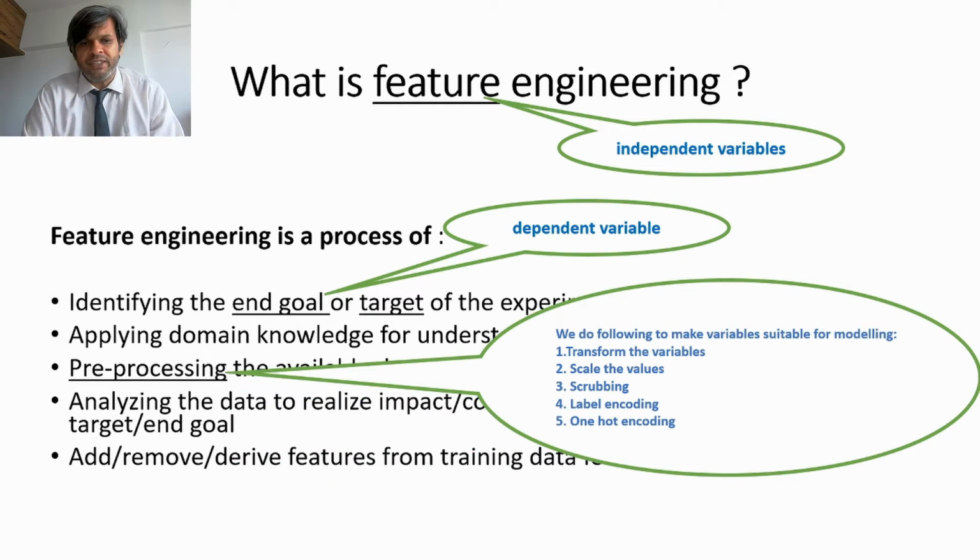We mentioned pre-processing, and just to summarize, the things that we do in feature engineering are to make the variables suitable for modeling. We do the transformation of variables, we scale the values of the variables, we do some scrubbing by dropping some columns, modifying some columns or adding some columns. Then we do label encoding, and we do one-hot encoding.